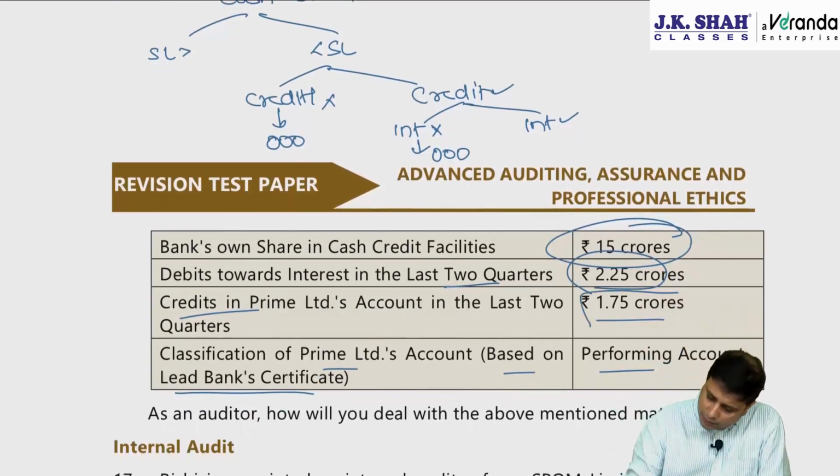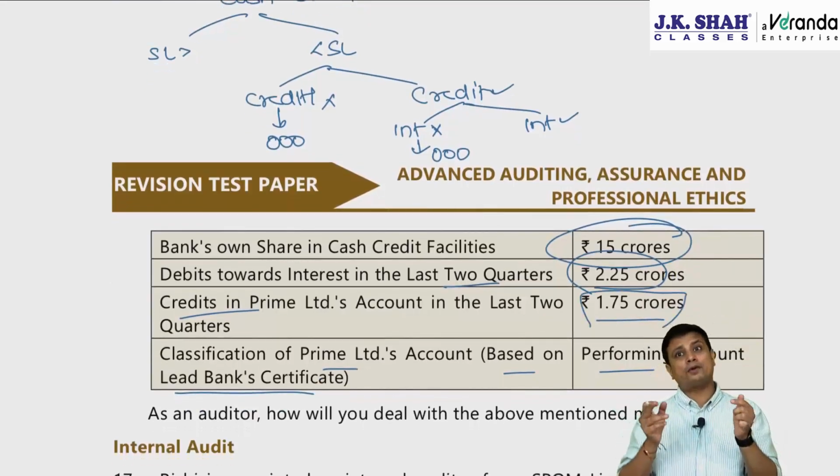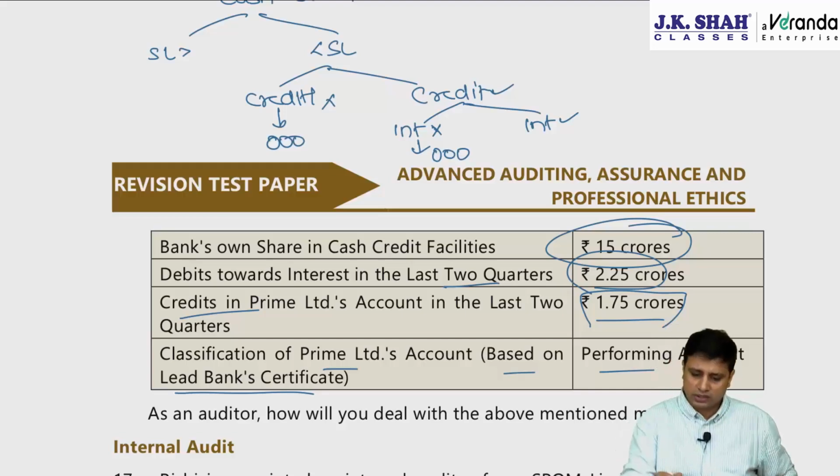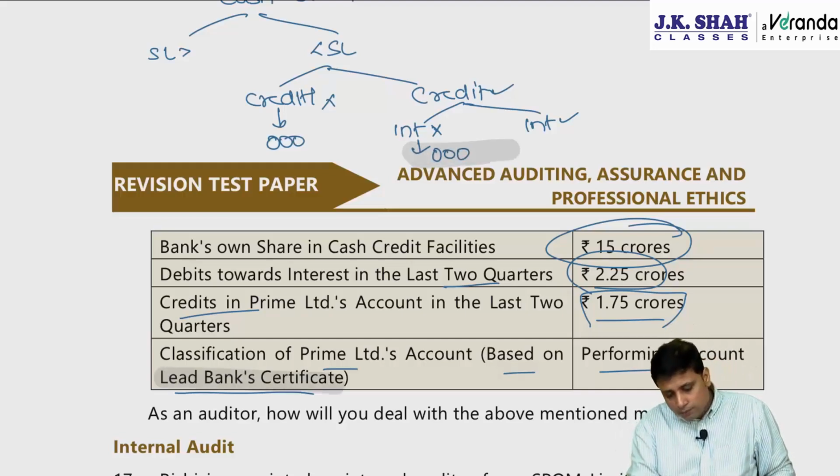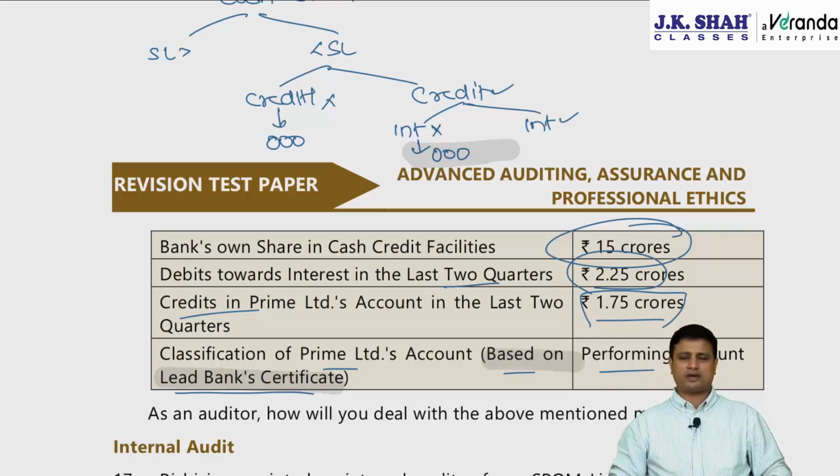Here the interest debited is 2.25. However, we have received only 1.75. So this has to be treated as what? NPA. But however, based on the lead bank certificate, they have classified it as performing.